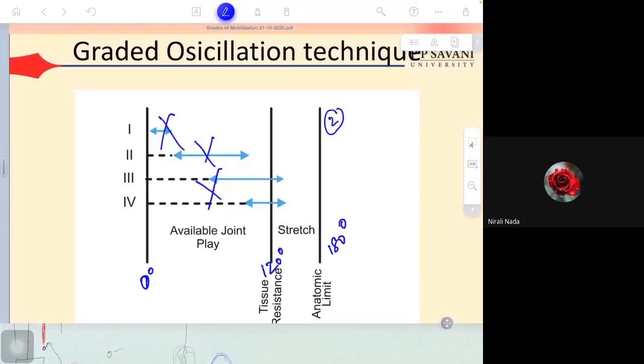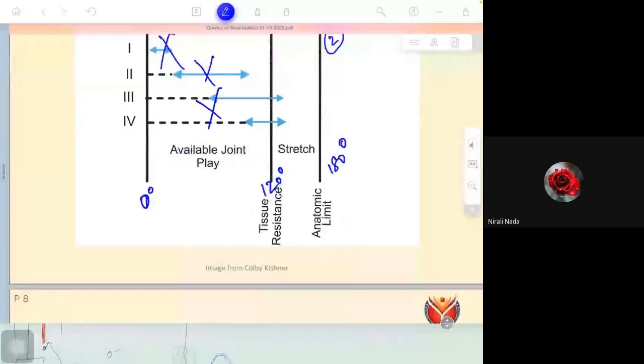A patient is coming with limited range of motion, that is 120 degree. What will be your first line of treatment? What you will do first?